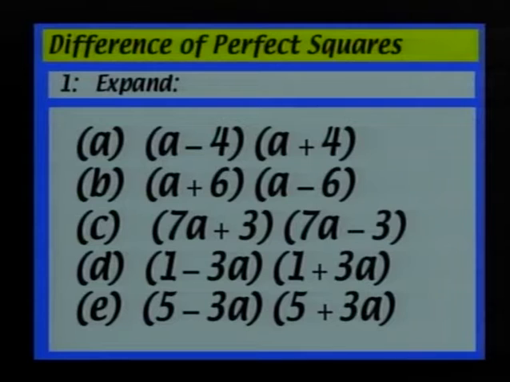B. A squared minus 36. Correct. C. 49a squared minus 9. Correct. D. 1 minus 9a squared. Good. E. 25 minus 9a squared. Good.